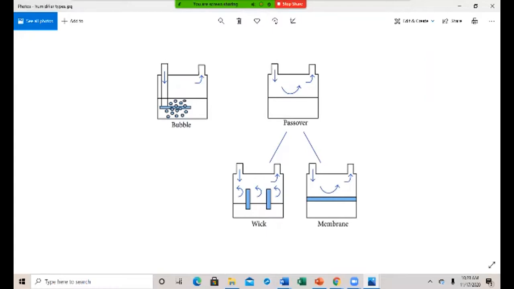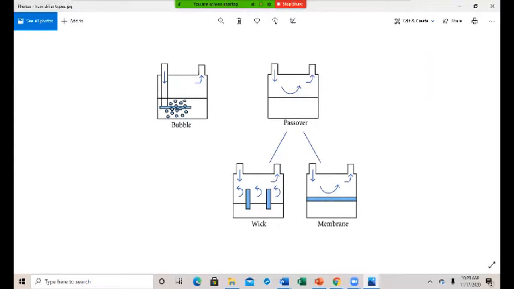Then you have the passover type. The passover, remember, is for your high flow. Everything is high flow except for the bubble. This is a low flow humidifier. The rest of the humidifiers and nebulizers are all high flow systems. So you have the passover, where it's simply a humidifier with water in it. Air comes in here, passes over, picks up the moisture, comes to the patient.